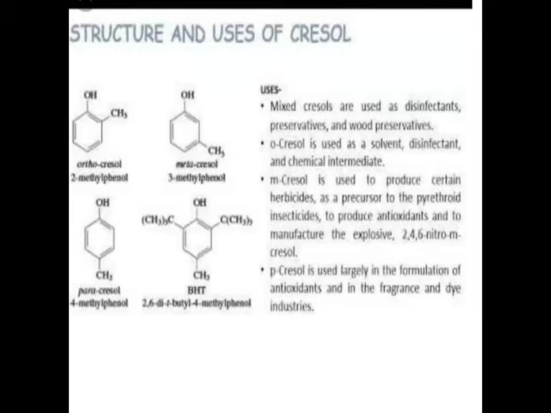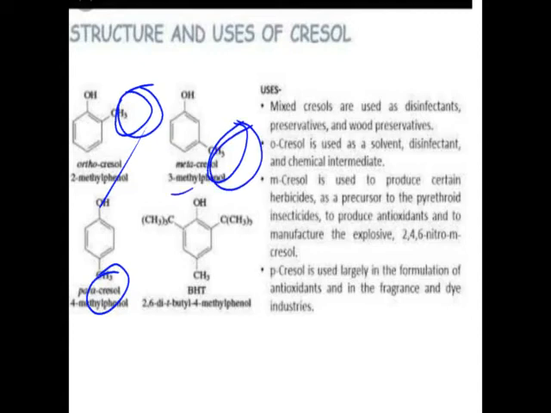It is the compound in which a methyl group is attached to the phenol. When a methyl group is attached to the phenol, it is called cresol. So there are generally three types of cresol. If the methyl group is present at the ortho position, it is called orthocresol. If it is present at the meta position, it is called metacresol. If it is present at the para position, it is called paracresol. So cresol may be orthocresol, metacresol, or paracresol.